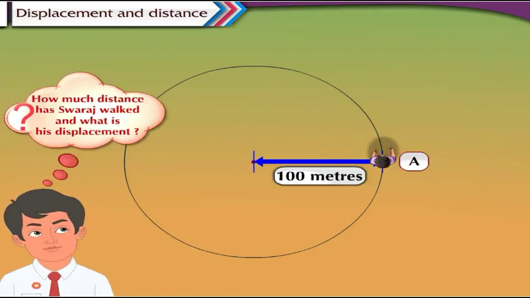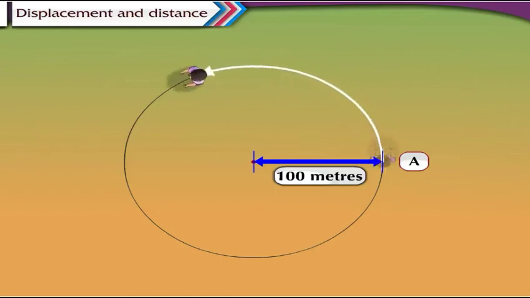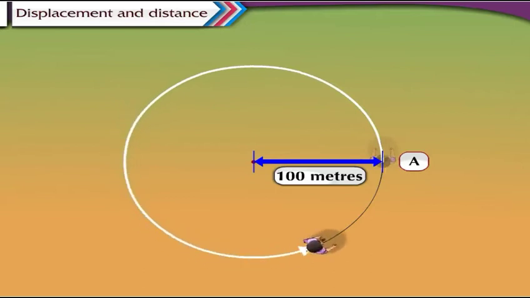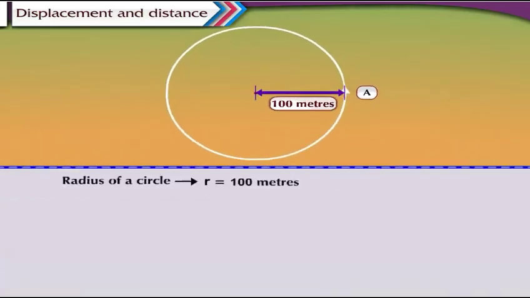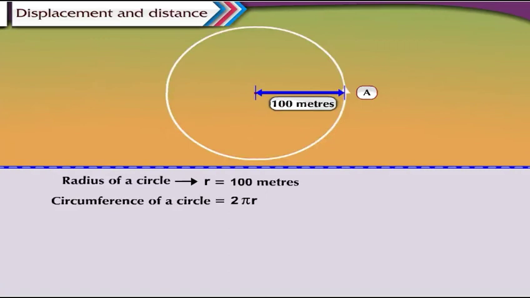Swaraj completes one round along the edge of the circular ground. That is, he completes one round along the circumference of the ground. A circle having a radius of 100 meters has a circumference of 2 pi r. That is, the circumference is equal to 2 into 3.14 into 100 equals 628 meters. This means that Swaraj covered a distance of 628 meters to complete one round.